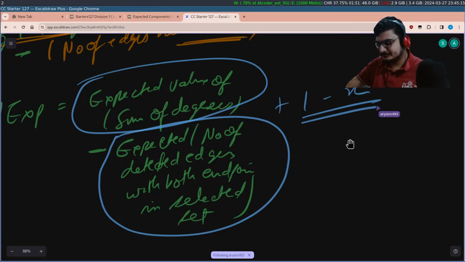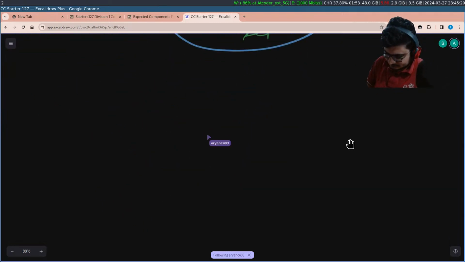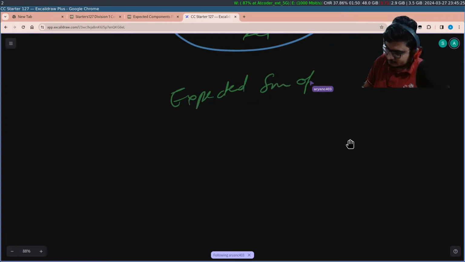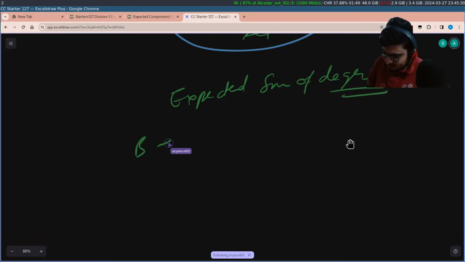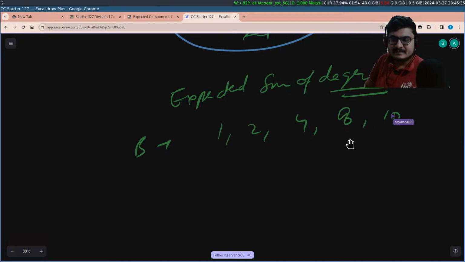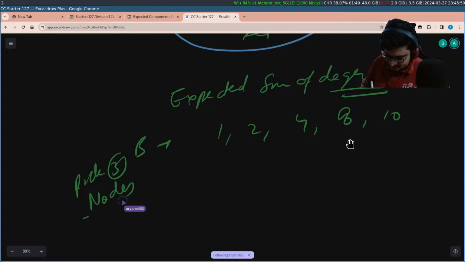Okay, now moving further. First, let's find the expected sum of degree. Let's say black nodes are 1, 2, 4, 8, 10. And what we can do is, for each number, let's say we want to pick 3 nodes. Then the total number of possible sets would be 5C3.